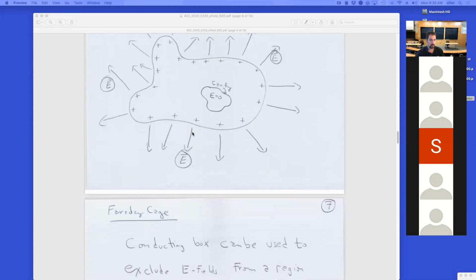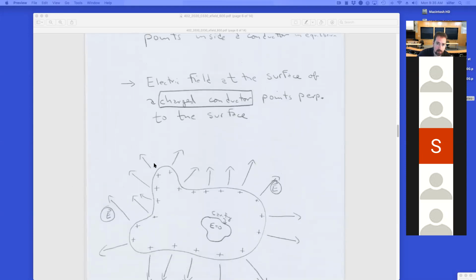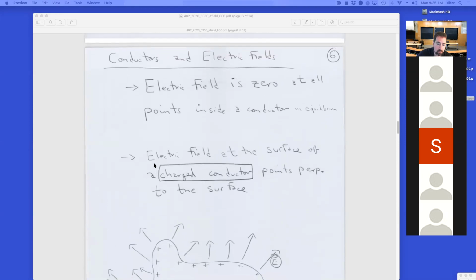Okay, we have a question from Catherine. Could you scroll back up briefly, please, when you have the chance? Yes, I can, Catherine. Where do you want me to scroll back up to? To conductors and electric field, or even further? Right there, perfect. Okay, so I'll leave it right there for a moment and then I'll move on in a second.